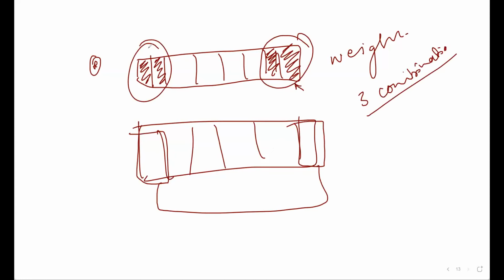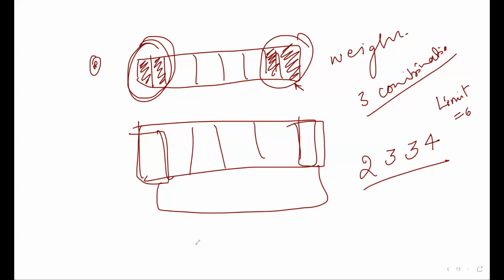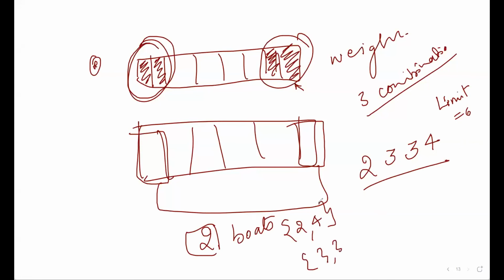Coming to this, taking the smallest weight persons, you can take one example like this. So 2 is there, then we have 3, then 3, then 4, and suppose the limit is 6. So what is the right answer? The right answer is I need two boats for getting all the persons. I can have pairs like 2 comma 4 and 3 comma 3. So in two boats everyone will fit.